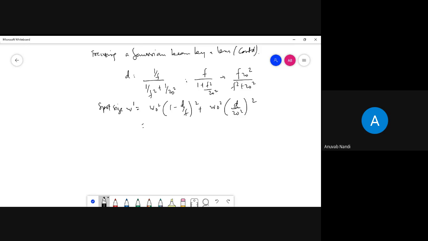Sir, w naught squared f squared whole into f squared plus 2 z naught square whole divided by f square plus z naught square whole square. Hey, Anubhav, it will be easier. Sir, it will be much easier. I got w naught square f square by f square plus z naught square whole square. F square by what? F square plus z naught square whole square. Ah, exactly. This, right? Yes, sir. Correct.